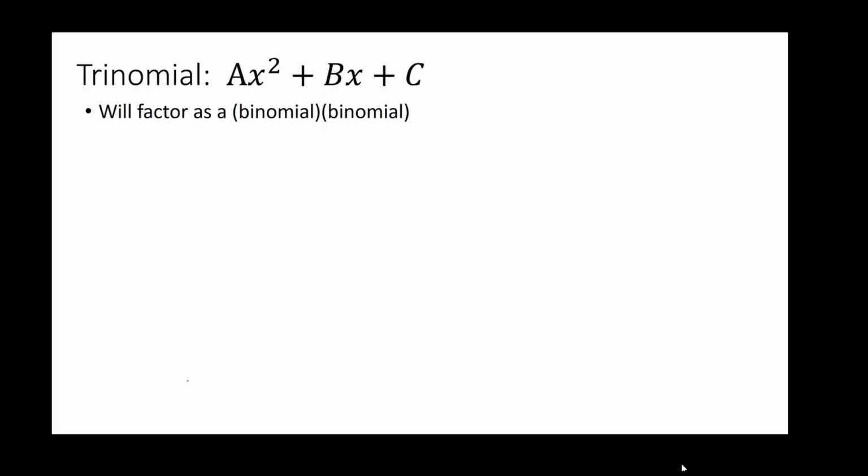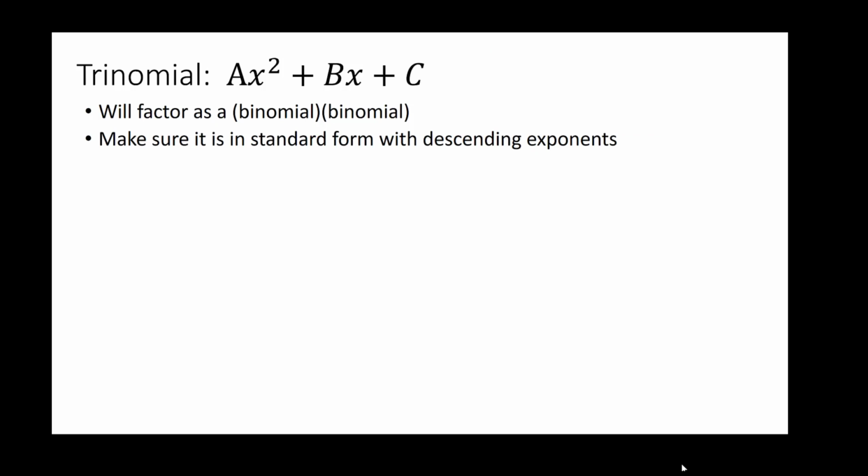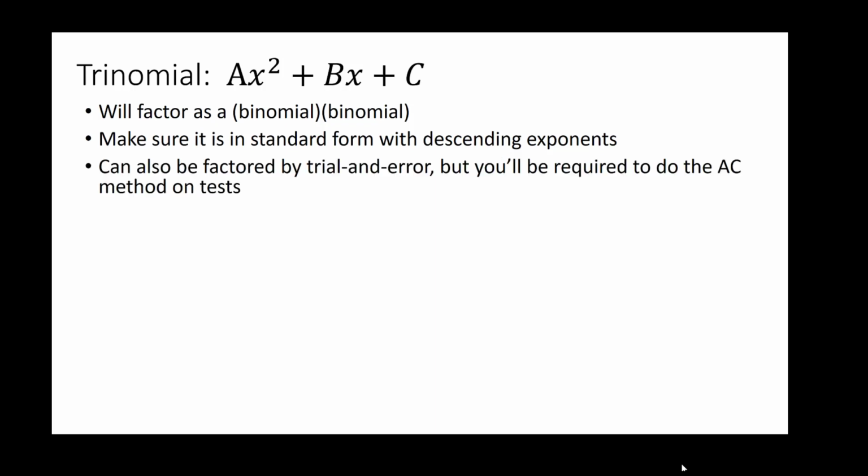A trinomial is a polynomial of the form ax squared plus bx plus c. It has three terms. It will factor as a binomial times a binomial unless it's prime. You want to make sure it is in standard form with descending exponents. It can also be factored by trial and error, but you'll be required to do the AC method on tests.